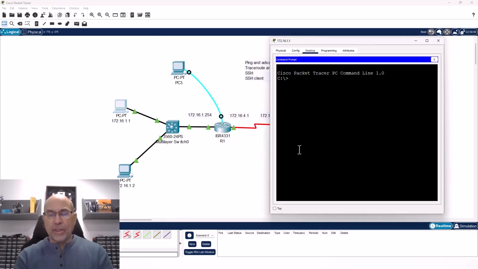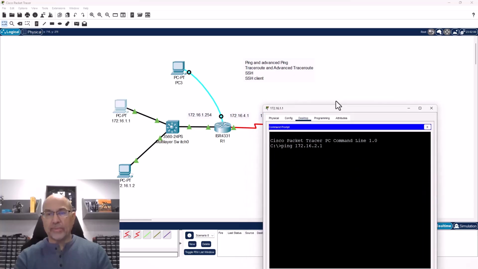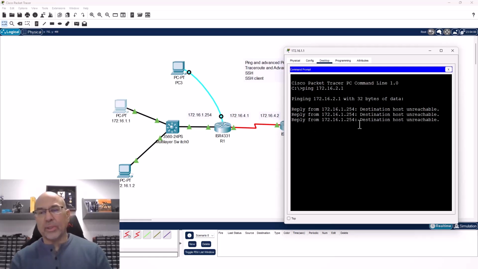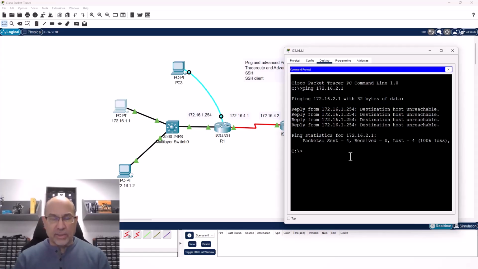Okay, so now I'm going to ping 172.16.2.1. Now that is this node on the other side of the topology. Now this is really important. This comes back from 172.16.1.254. And what that address is telling us is that I don't know how to get to the 2 network.